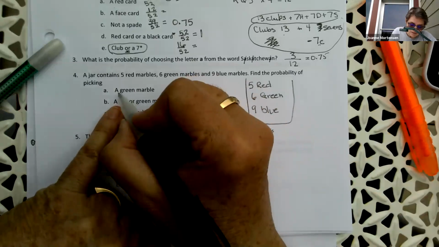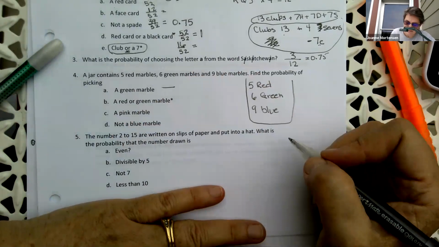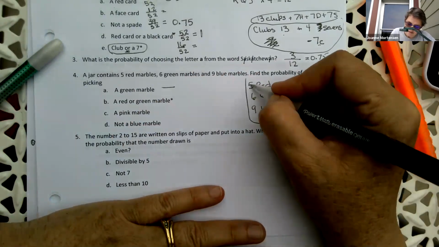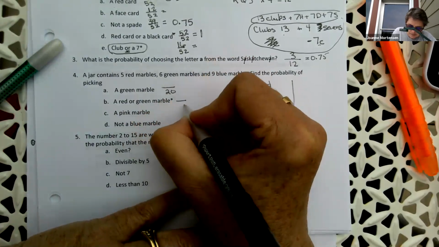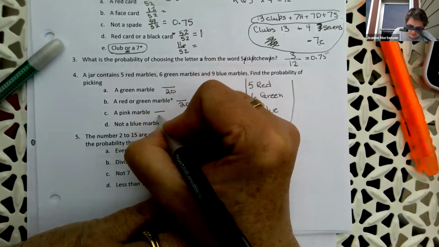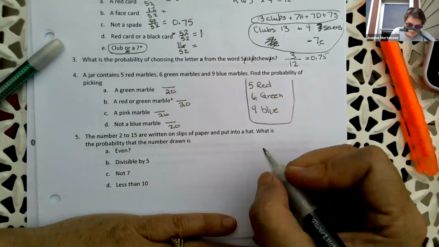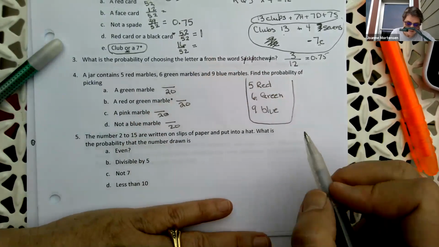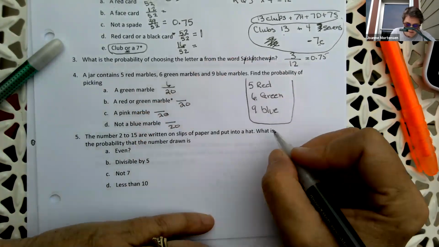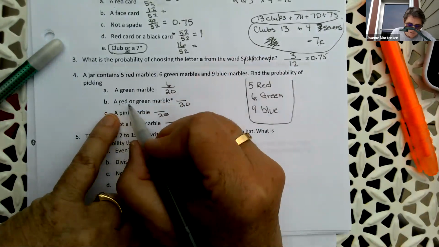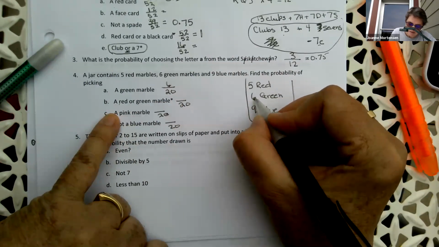All right, a green marble. So first thing we need to figure out is how many marbles are in the jar. So 5 and 6 is 11, plus 9 more is 20. Okay, so my sample space is 20. Done. All right, a green marble. There are 6 green marbles. 6 out of 20. A red or a green marble. Well, there's my red ones, there's my green ones, 5 and 6, that makes 11.